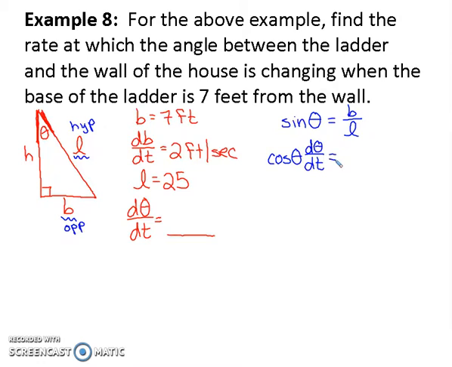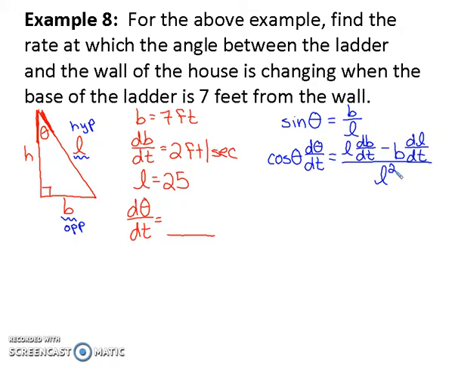To get the derivative of the right-hand side, I have to do quotient rule. So bottom times the derivative of the top. The derivative of B is dB dt, minus the top times the derivative of the bottom. So that would be dL dt. And then all over the bottom squared.